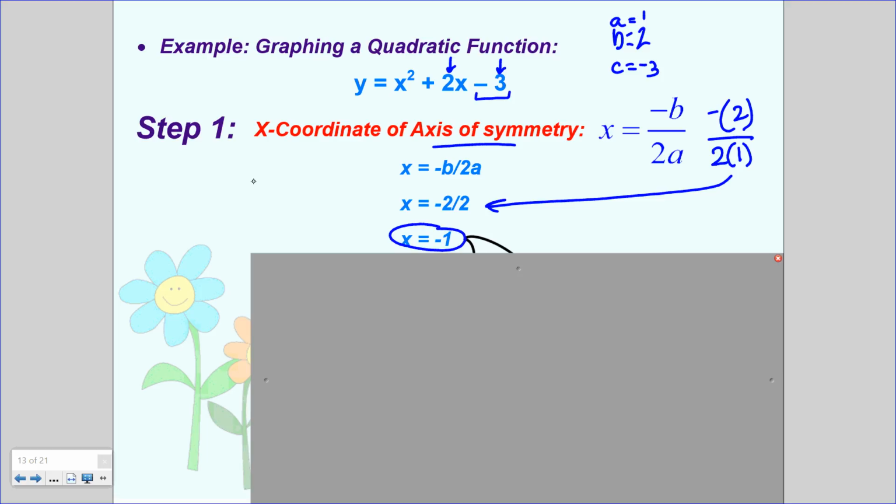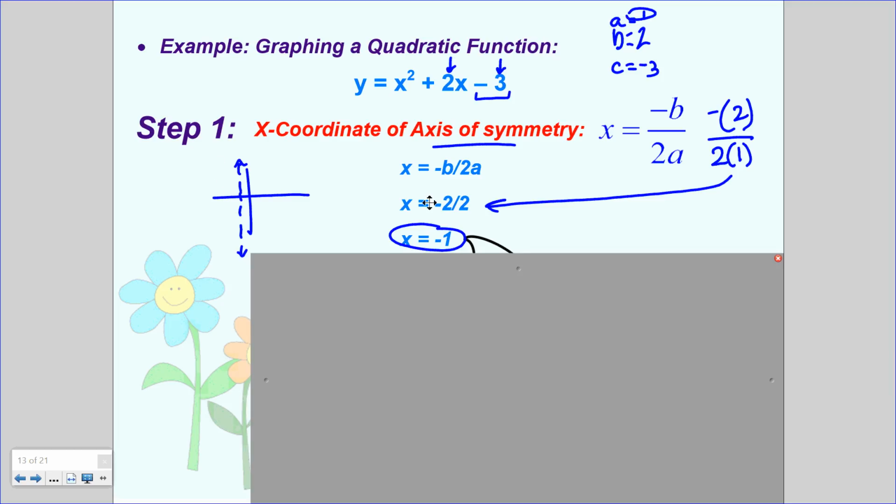So right there on your graph, you can already sketch that your axis of symmetry falls at x equals negative 1. And I often would show this with a dashed line or a light line. So this tells you our parabola is going to be somewhere along this line. Notice that A was positive, so that also tells you it's going to be opening up.